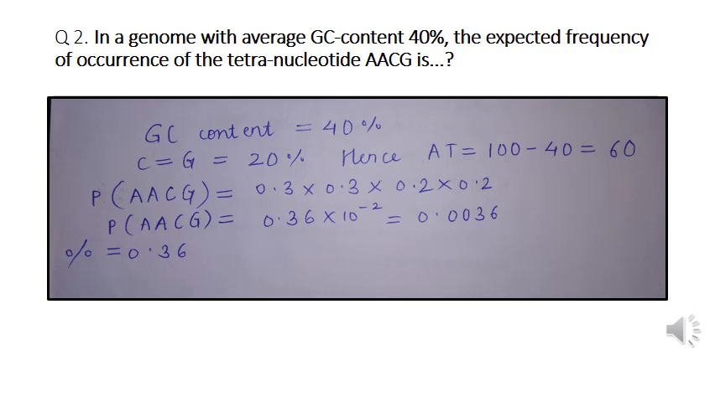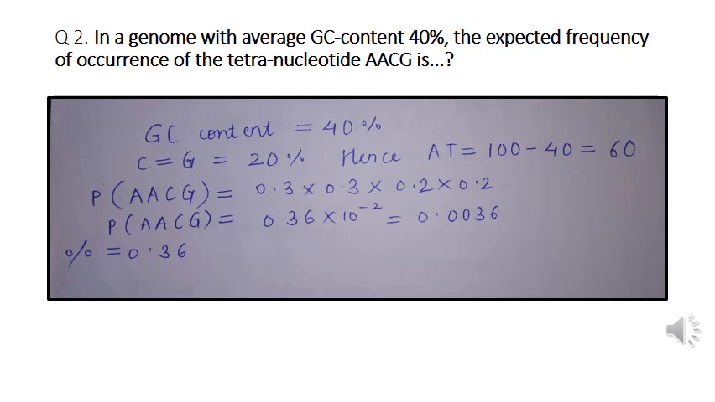The next question is: in a genome with average GC content 40%, the expected frequency of occurrence of tetranucleotide AACG is. So you have to find out the probability, or occurrence, or frequency, of that particular 4-nucleotide sequence.